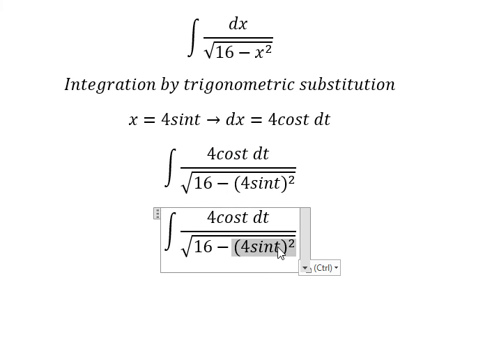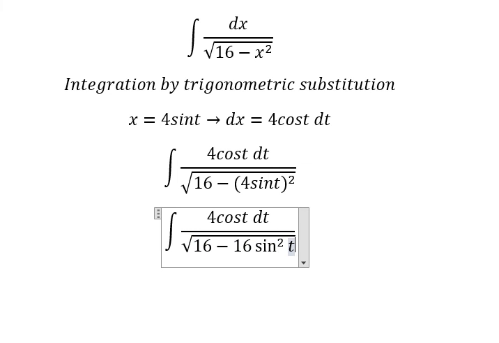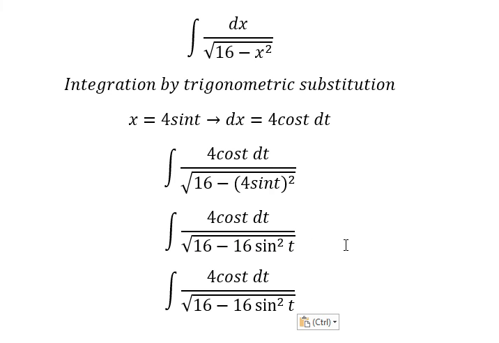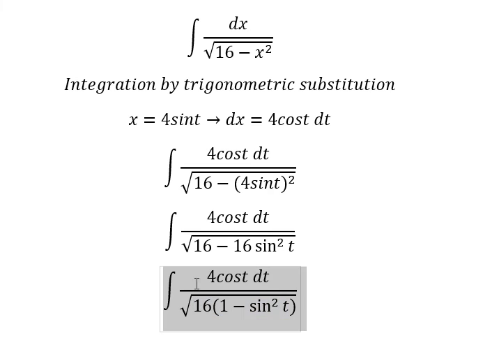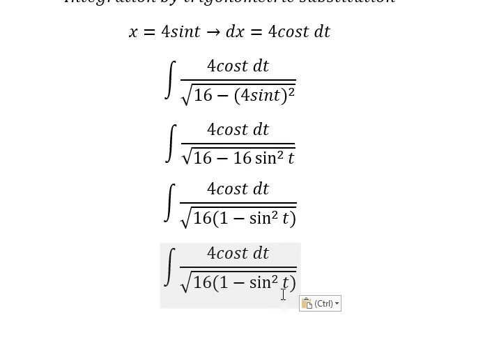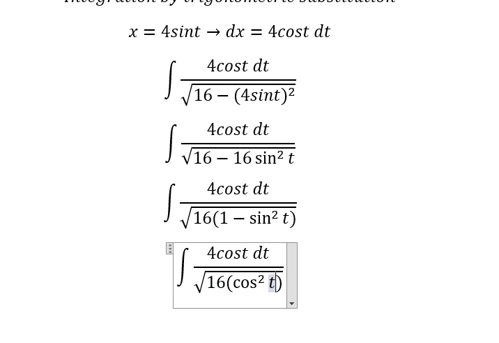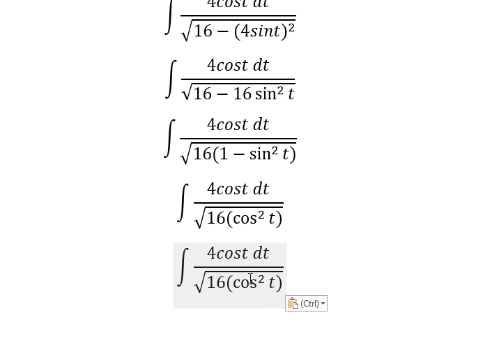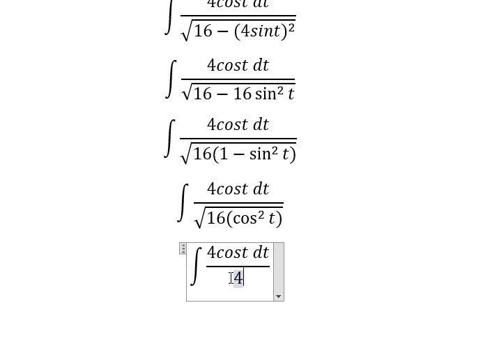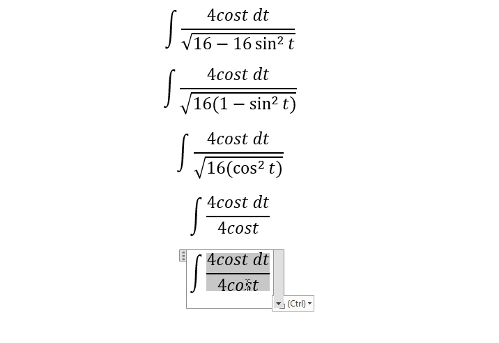So this one we have 16 sin t square. Number 16, we can do factorization, 1 minus sin t square, we change for cosine t square. The square root of number 16 cosine t square, we have 4 cosine t. Now we simplify and we have dt.